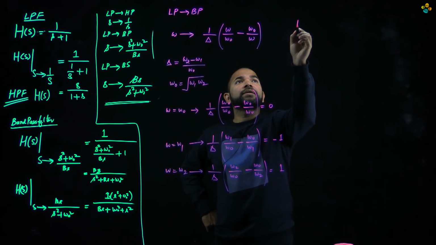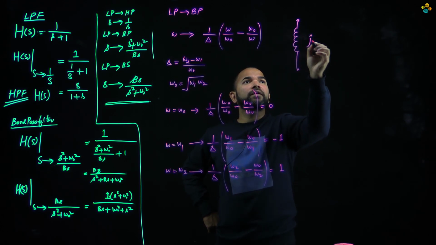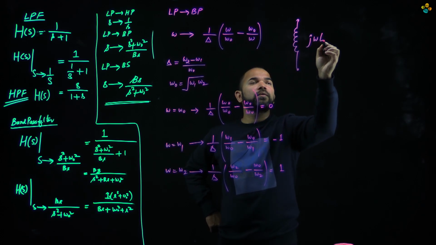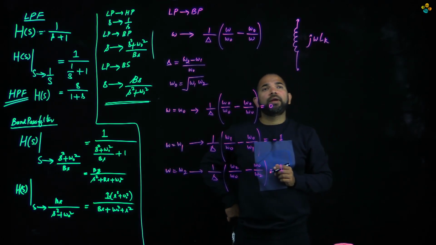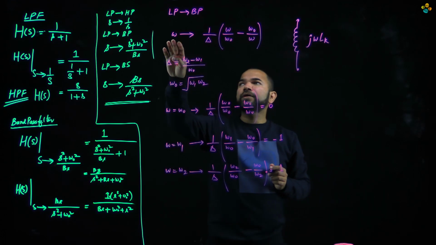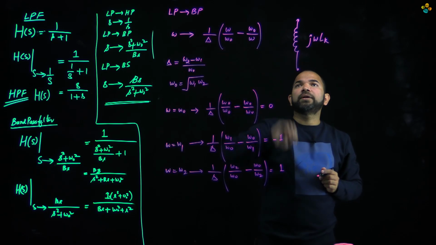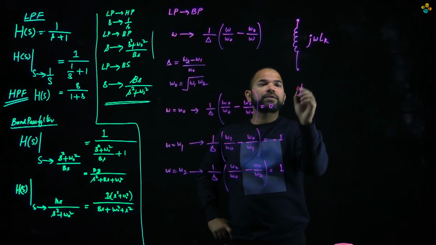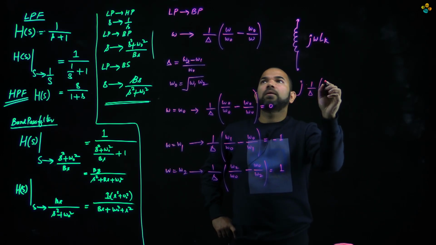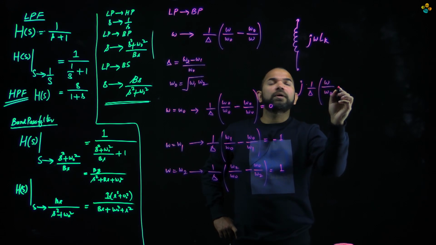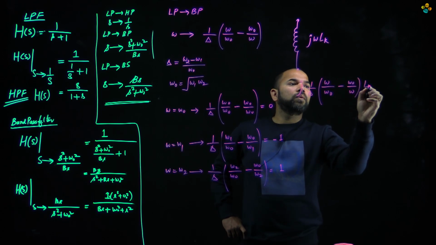So for a low pass filter, we have this inductance, and this inductance is defined in terms of j omega Lk. This is a low pass prototype, right? Now what we're going to do is change this omega to a new omega. So how is it going to change? j omega is going to be replaced with 1 over del, omega upon omega naught minus omega naught upon omega, into Lk.